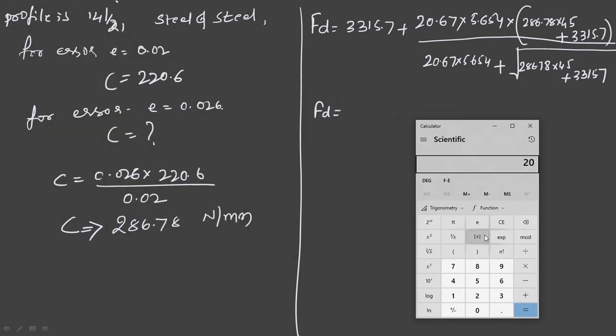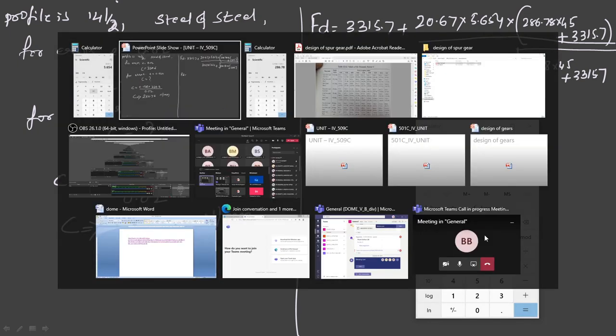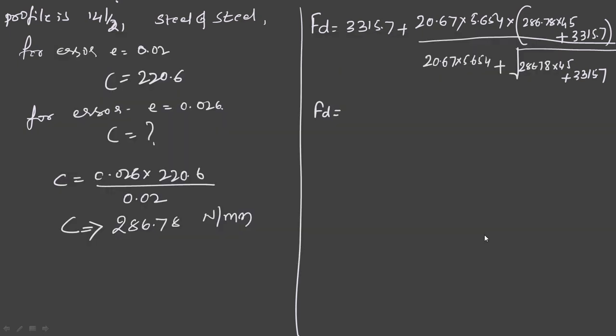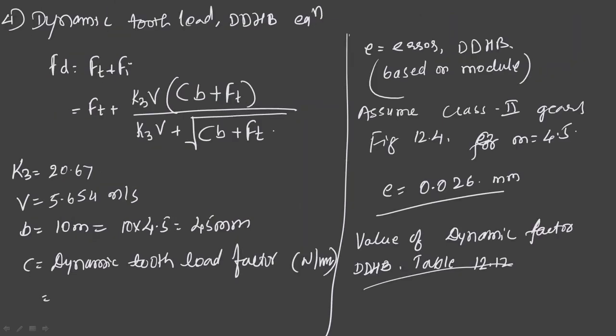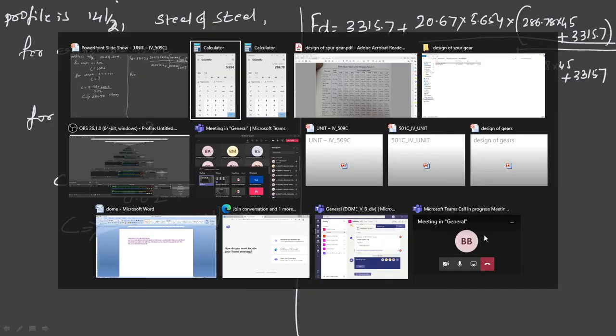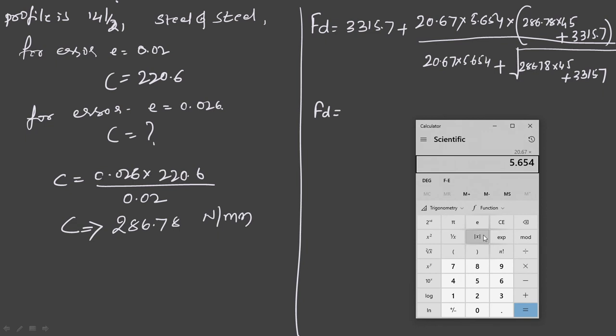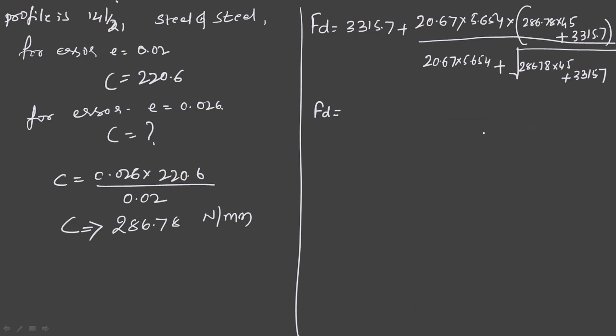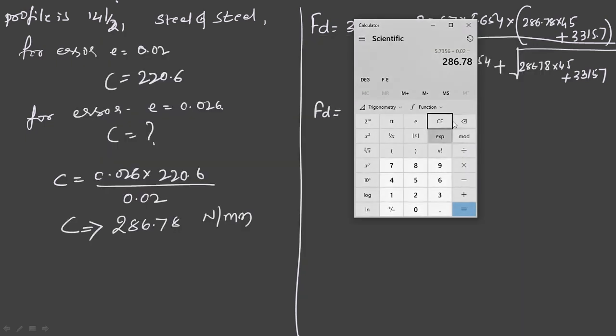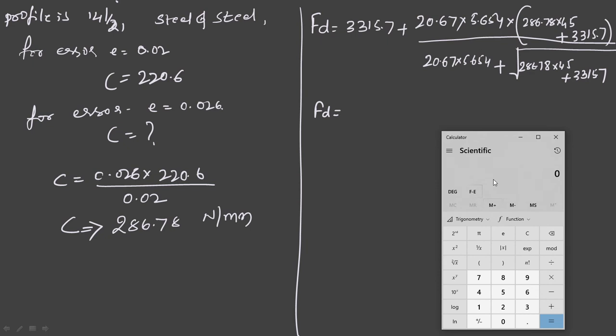Now this is 20.67 into 5.654. Wait a minute, whether we entered wrong here. Right. So calculate quickly.